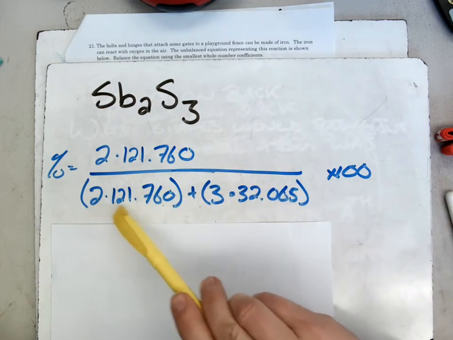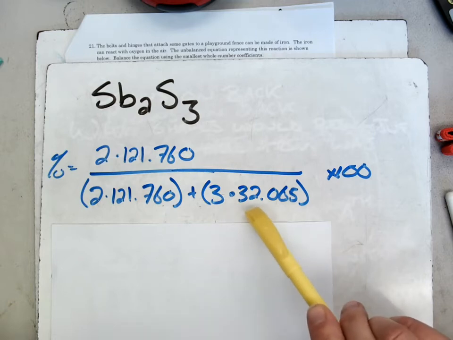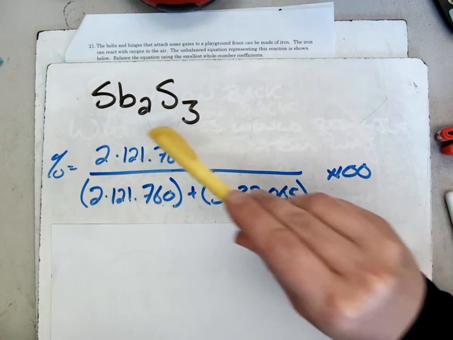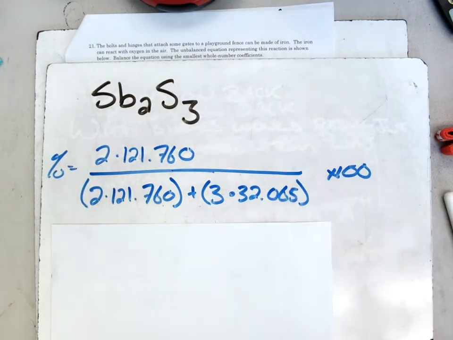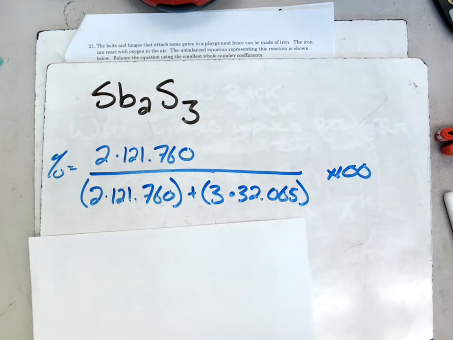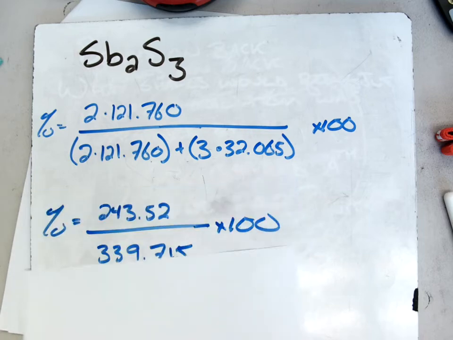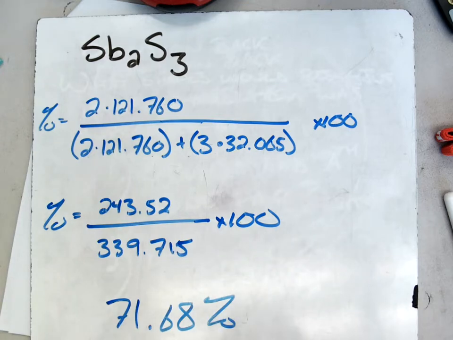So this is 2 Sbs. Sb is antimony. This is 3 sulfurs. Okay? And again, 2 antimonies, because there are 2 of them in the compound. So the mass of part is those 2 guys. And punch it out if you didn't get this right. It ends up being those numbers, and it ends up being 71.68%. Okay? Or something close to it that rounds to that.